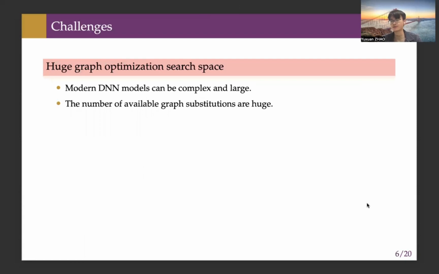Here are some challenges. First, the graph optimization search space is huge. Modern DNN models can be complex and large, and the number of available graph substitutions is also very large. It is non-trivial to find the graph with optimal execution time on the target runtime system in this exponential search space.